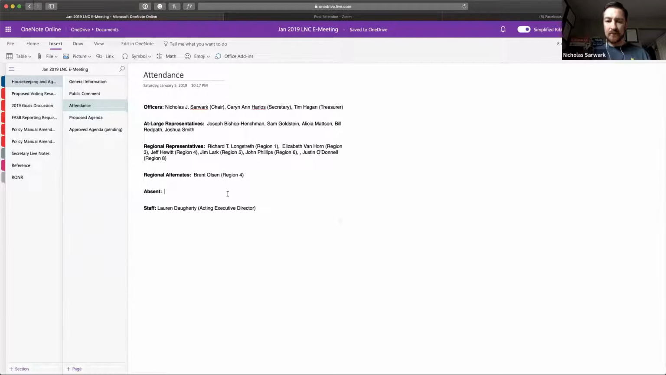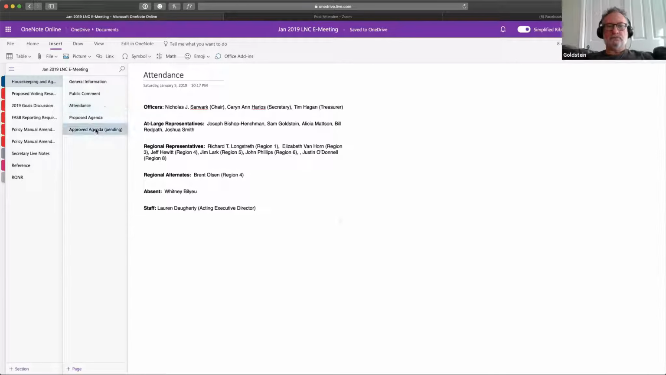I don't think there's any other paperwork. There's a short proposed agenda, but it's a tight meeting, so it wasn't very long. And so if there's no objection, we'll move into adoption of the agenda.